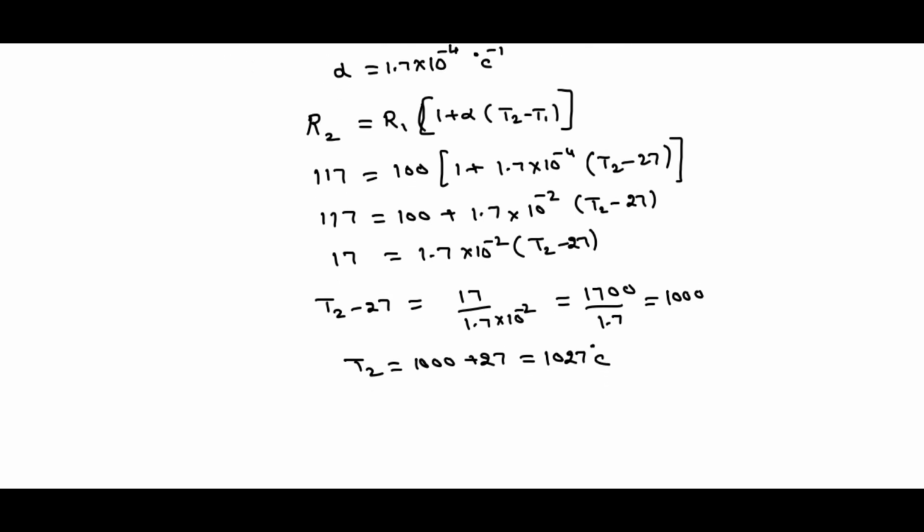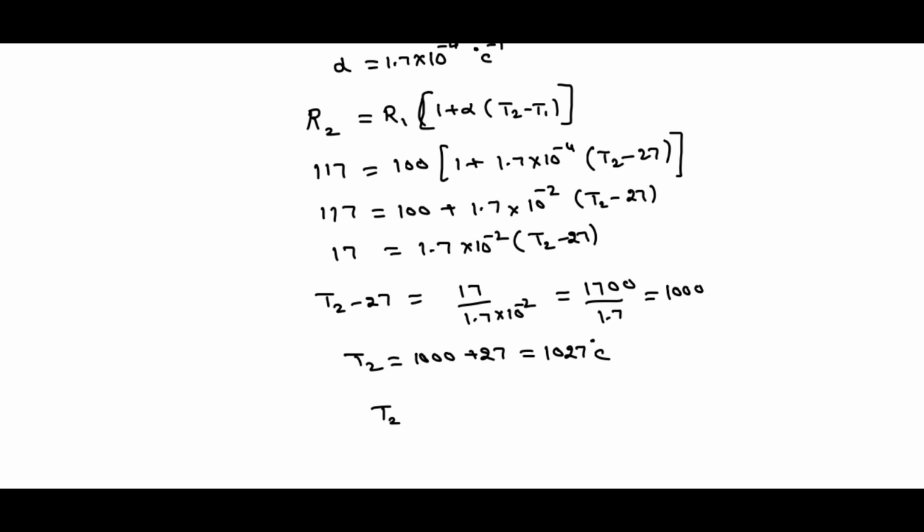So this is the final temperature at which the resistance of the resistor or the material is 117 ohm. So these are the 3 numerical problems from current electricity. In the next videos, I will give the solutions for other questions also.